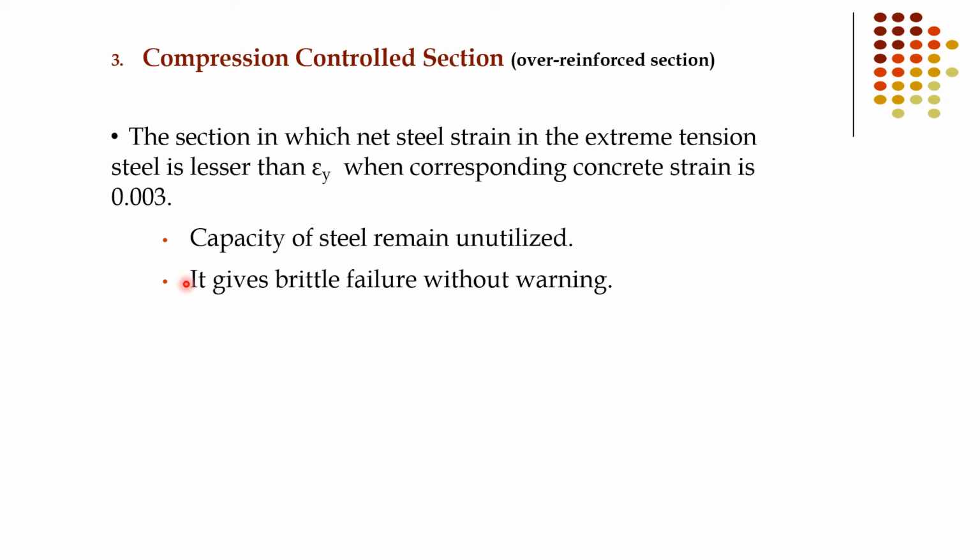In this, the capacity of steel remains unutilized, meaning we have provided the steel in the section but its full capacity is not being utilized. It gives brittle failure without warning. This is the most undesirable section, the compression control section. In this section, A is greater than A balance and C is greater than C balance.